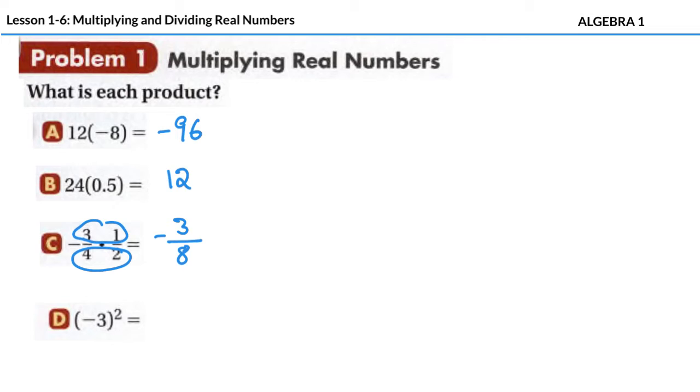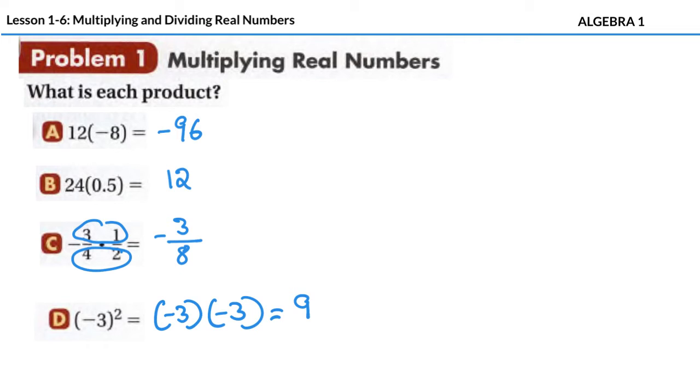Let's try another one. Negative 3 the whole square. What do we mean by square? That means a number repeats itself 2 times in this case. So negative 3 squared is nothing but negative 3 multiplied with negative 3. Can you guess what is going to be the sign of the product? Two numbers with the same signs. So the product is going to have a positive sign because negative times negative is positive, and 3 times 3 is 9. So negative 3 the whole squared is 9.